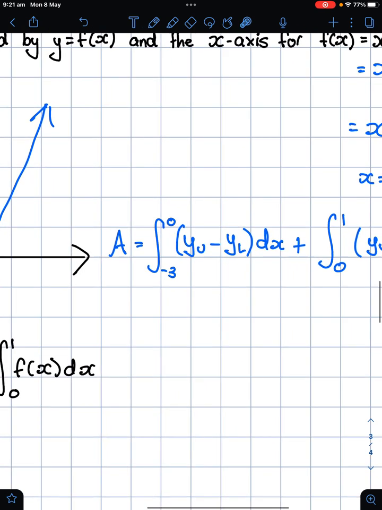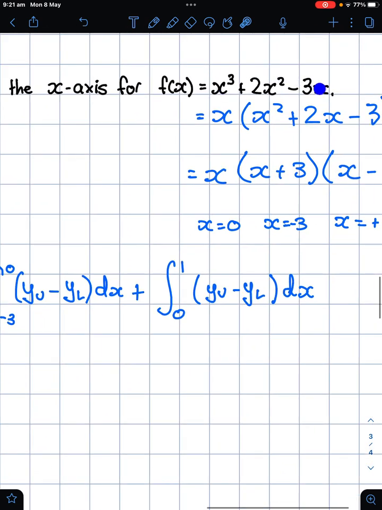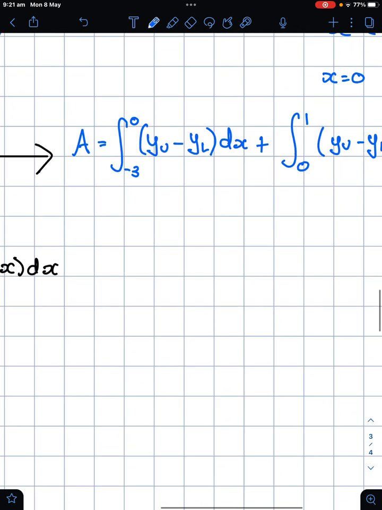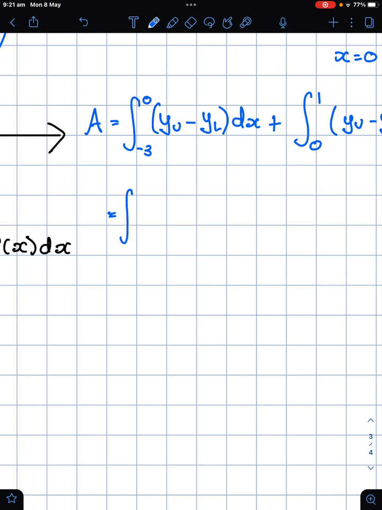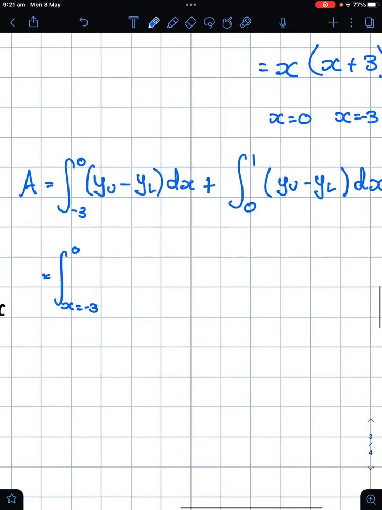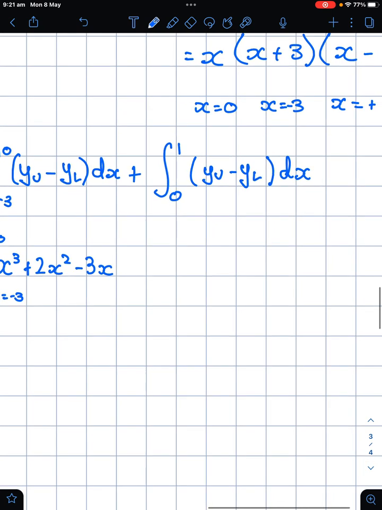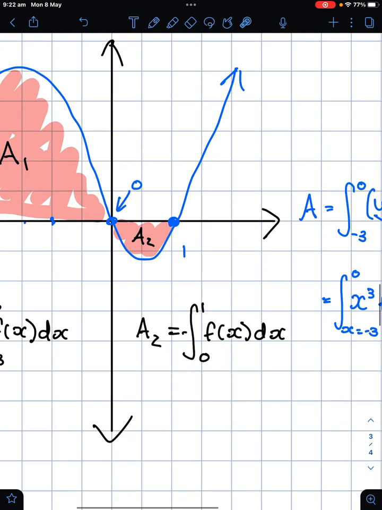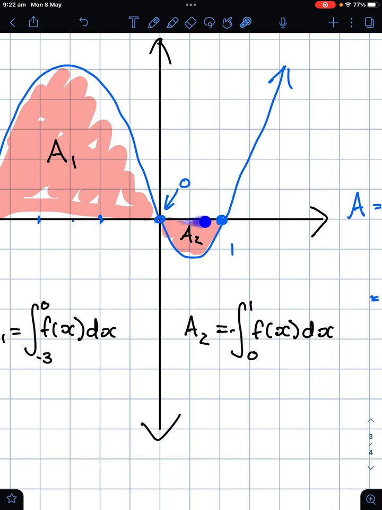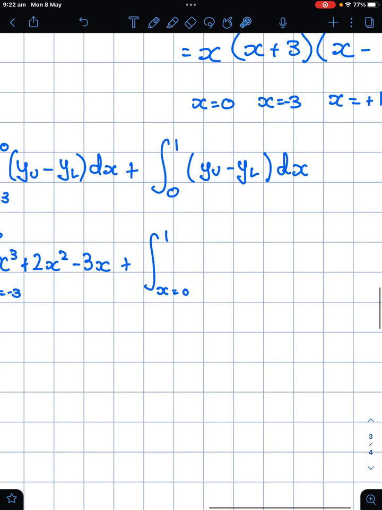So the first section we're going to need to do, well, the y upper is our function. So let's just put that in here. So we're going to go, this first integral is x equals negative 3 to 0. And our function is x cubed plus 2x squared minus 3x. And then this other integral here between x equals 0 and 1, we're going to look over here, and you'll notice here our upper is actually the y equals 0 function and our lower is the polynomial. So we're going to put that in here.